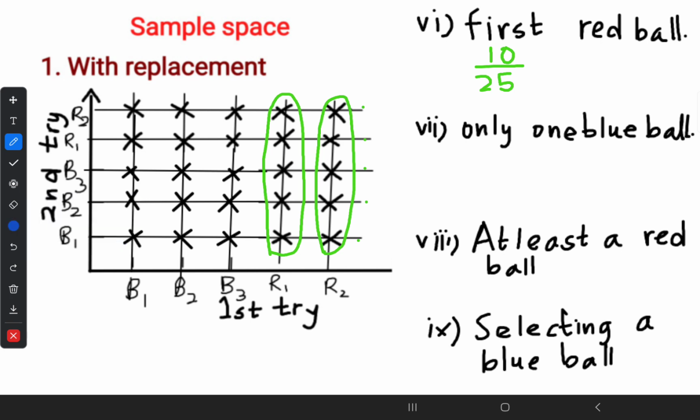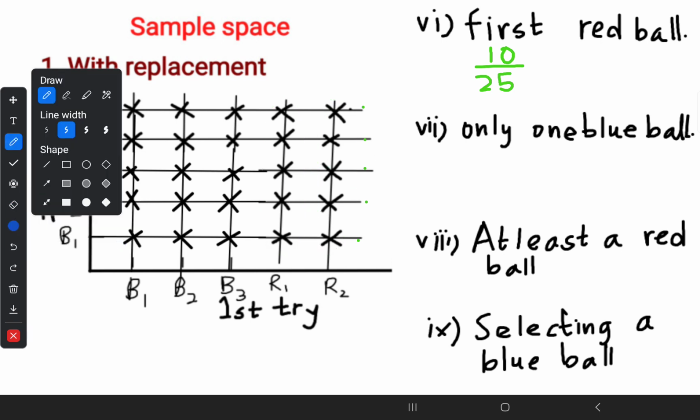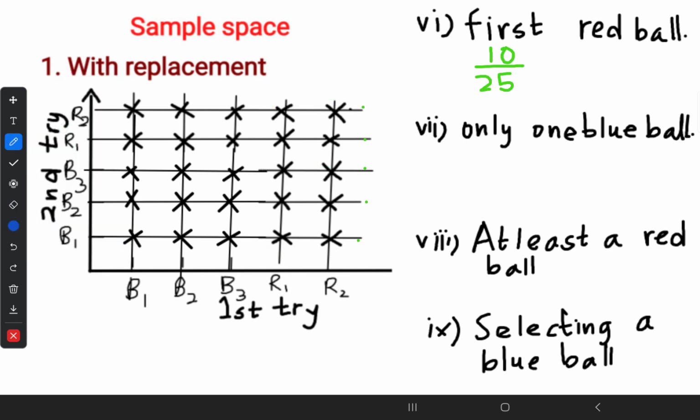Next, only one blue ball. This is an important one we will see. Only one blue ball means, think about it, here in both occurrences we are having blue balls. Both are blue. Here we have first blue, second red. That means only one blue. That condition was satisfied in this event.